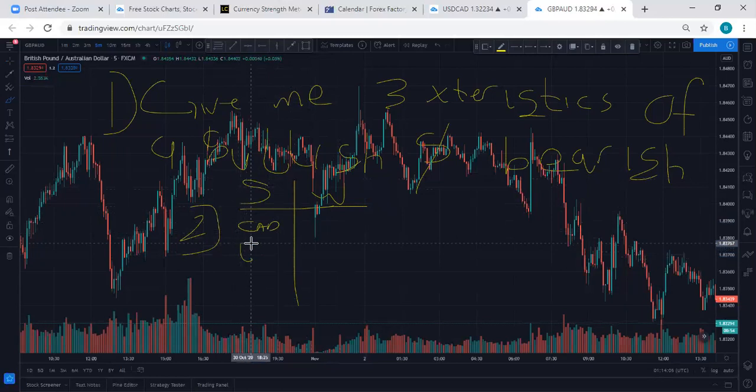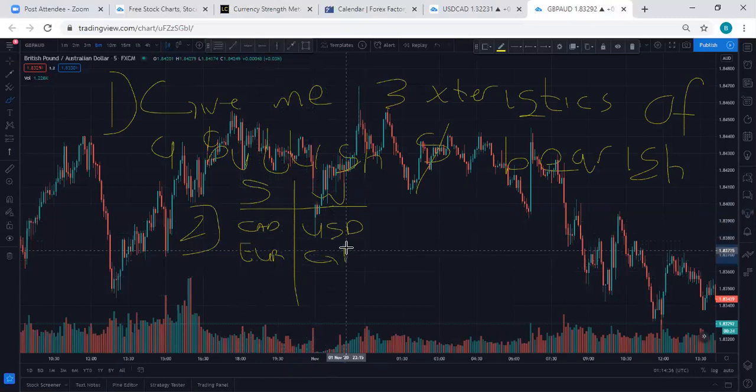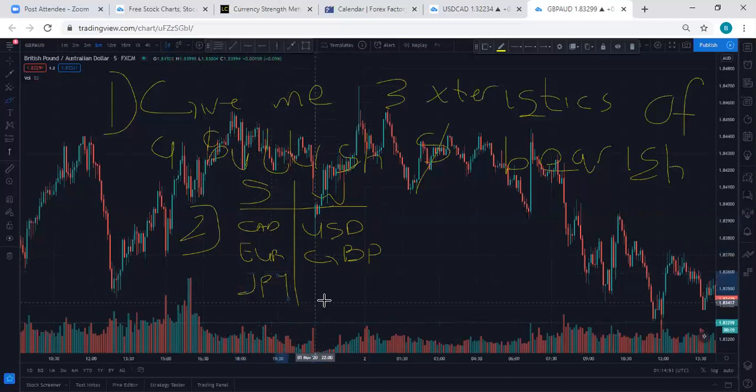Euro is strong. USD is weak. GBP is weak. Here, JPY is strong. And here, AUD is weak. Good. AUD is weak.